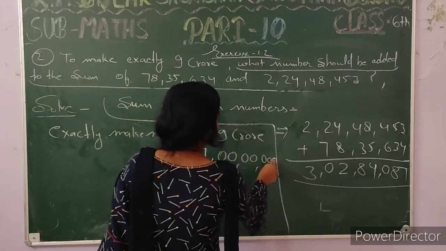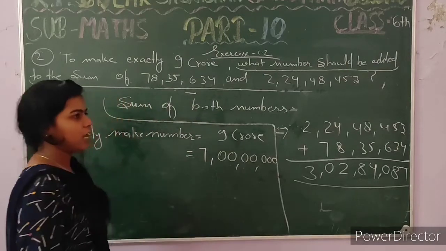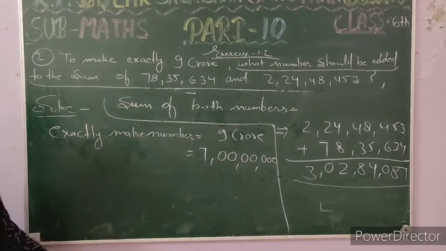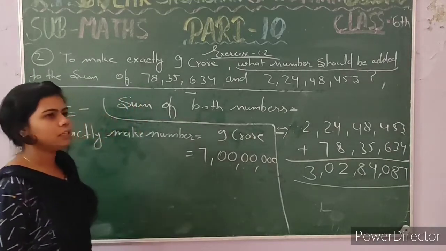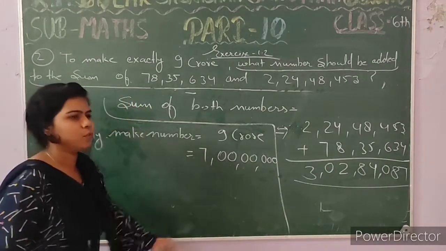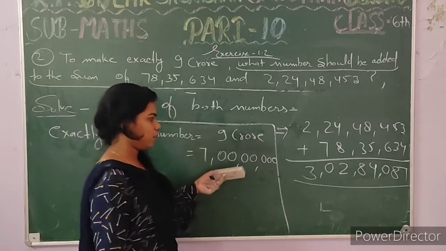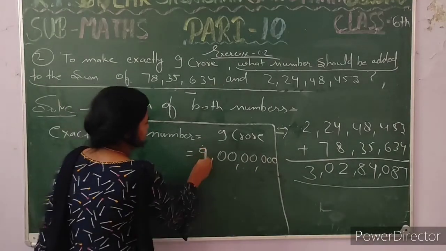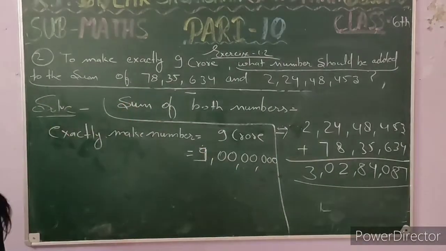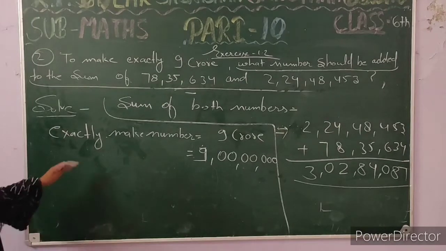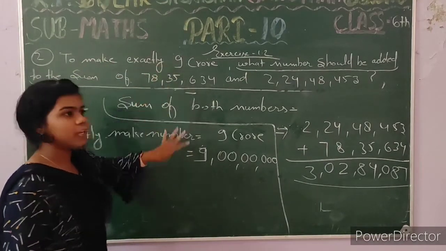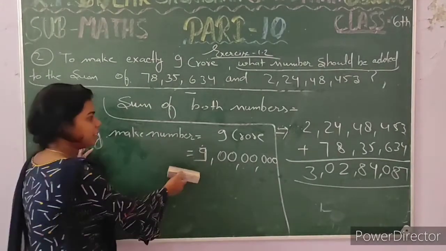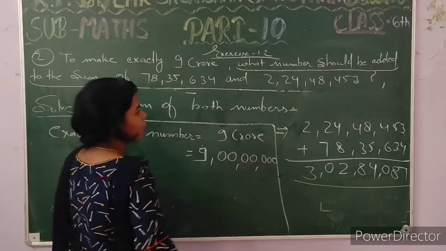Students, you have studied how we write Indian and international numbers. So I write 9 crore in Indian numbers. Okay, how do we place zeros for Indian numbers? Don't be confused, this is 9 crore, not 7 crore. Now our question is to make exactly 9 crore, we have to make 9 crore from the sum of both numbers.